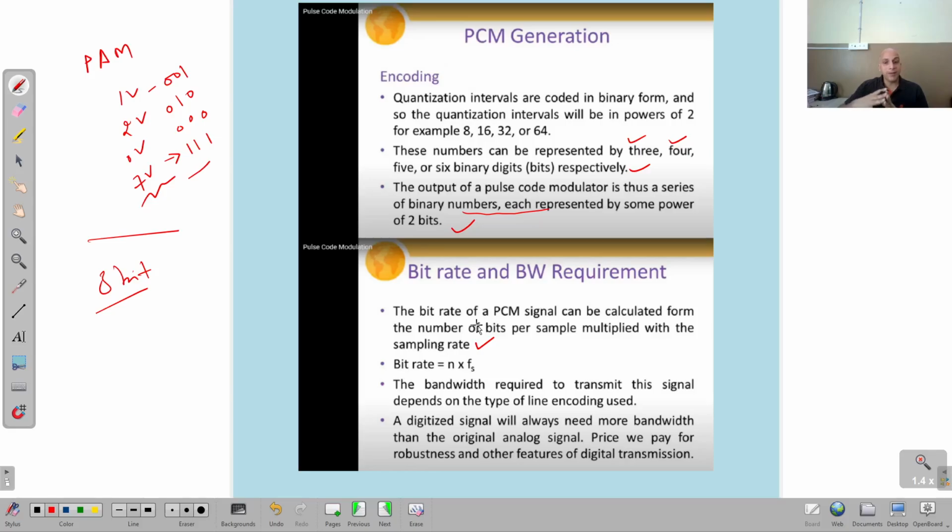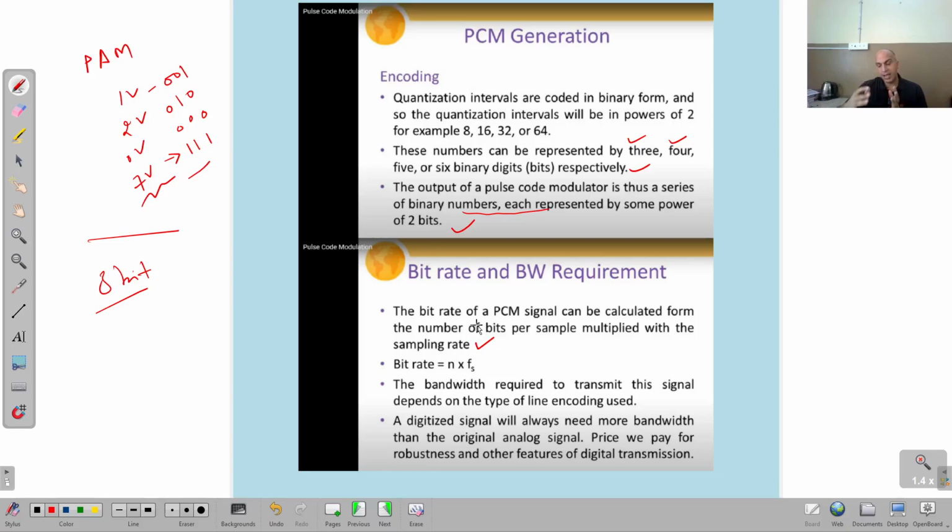I can calculate the bandwidth required to transmit the signal depending upon the type of line encoding used, right? Here we can see that in pulse code modulation we are using either 3, 4 or 8 bits for the representation of information. So obviously the bit rate required is high, and the bit rate is linked with the bandwidth required for the transmission of a signal. If I am using a large number of bits, then obviously the bandwidth required will increase. So I have to pay the price for that, right?